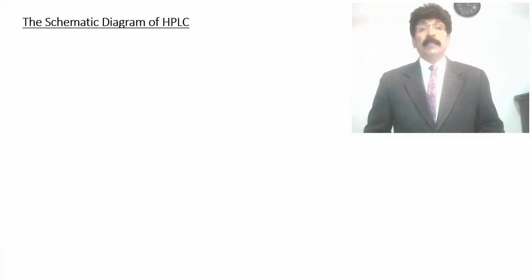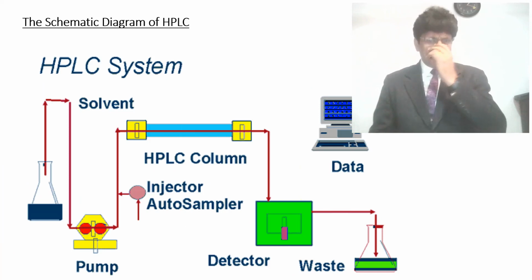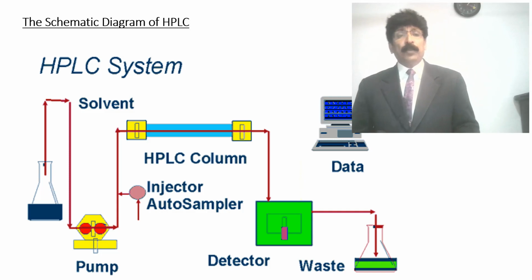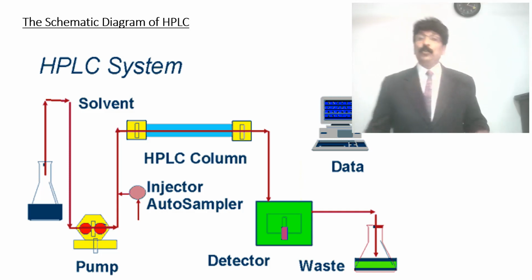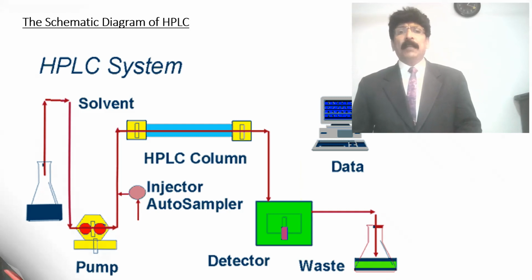The schematic diagram of an HPLC I have just shown. It has the solvent system, pump and column, injecting area and a database which is connected with the computer, and there is a detector, and the waste material can be collected for reuse, or sometimes it can be used for various other analysis also. So we will see in detail about this schematic diagram.